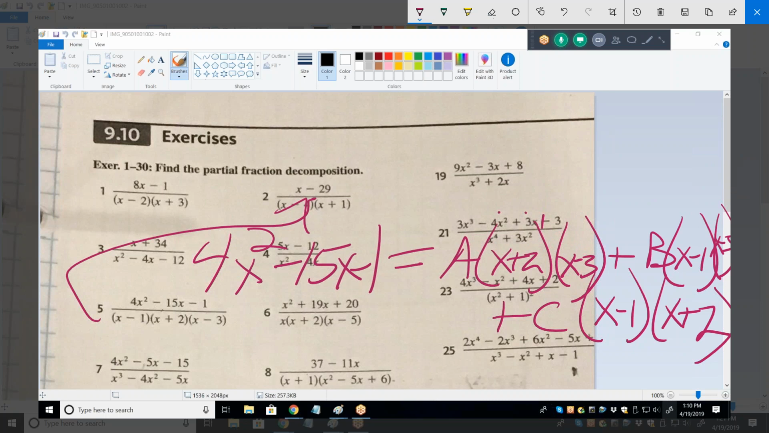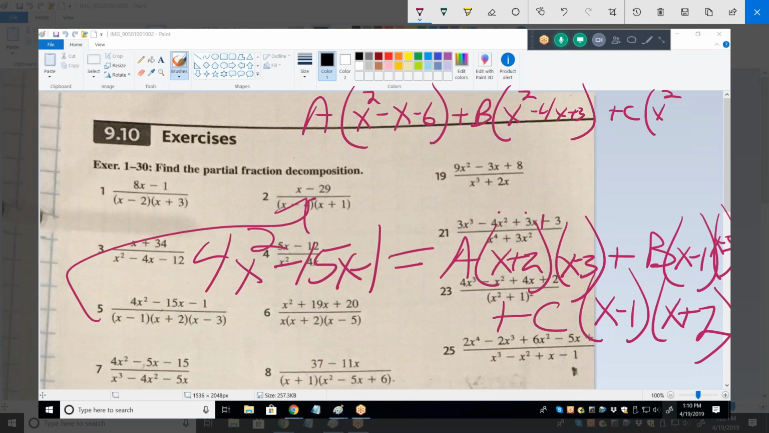So, solve the right side of the equation. So that's A times x squared minus x minus 6 plus B times x squared minus 4x plus 3 plus C times x squared plus x minus 2. Very impressive that you can do that quickly. Very good. Okay, and that is equal.